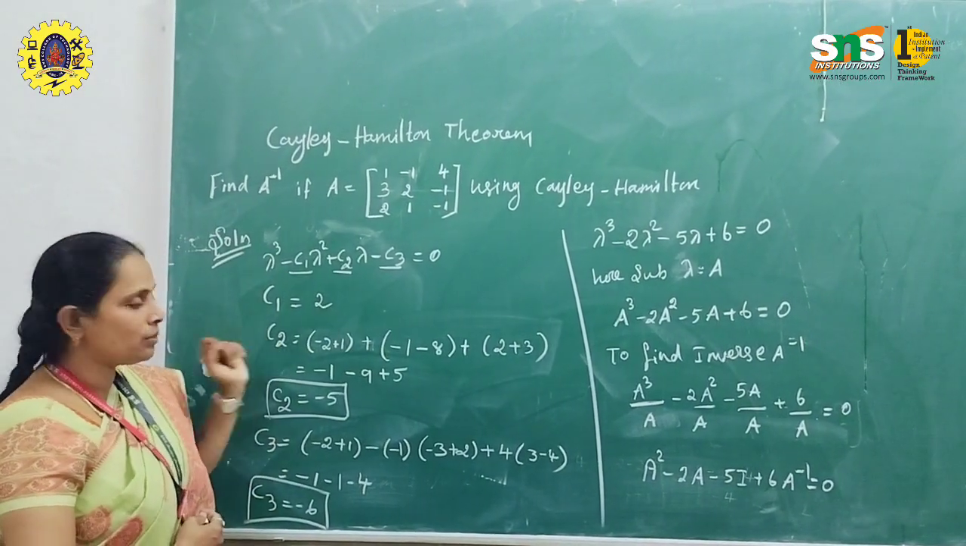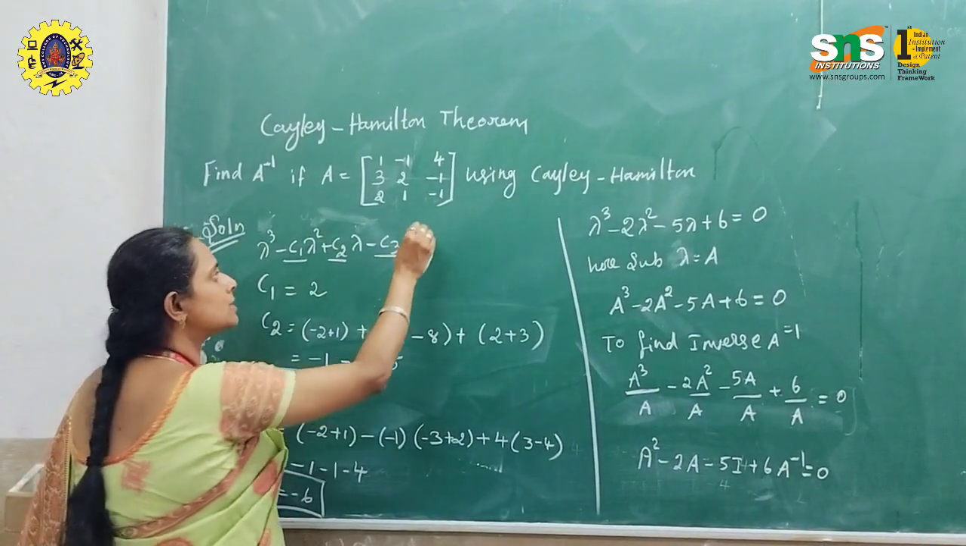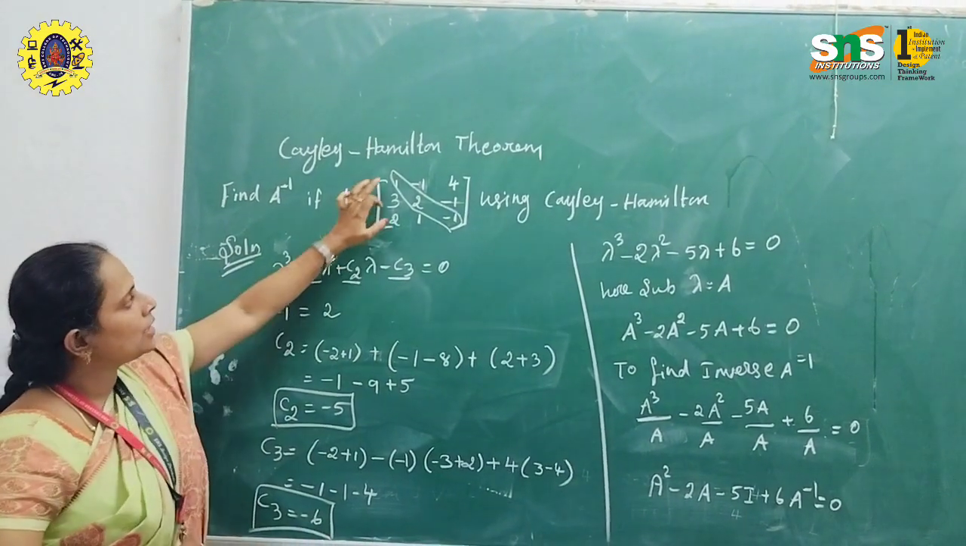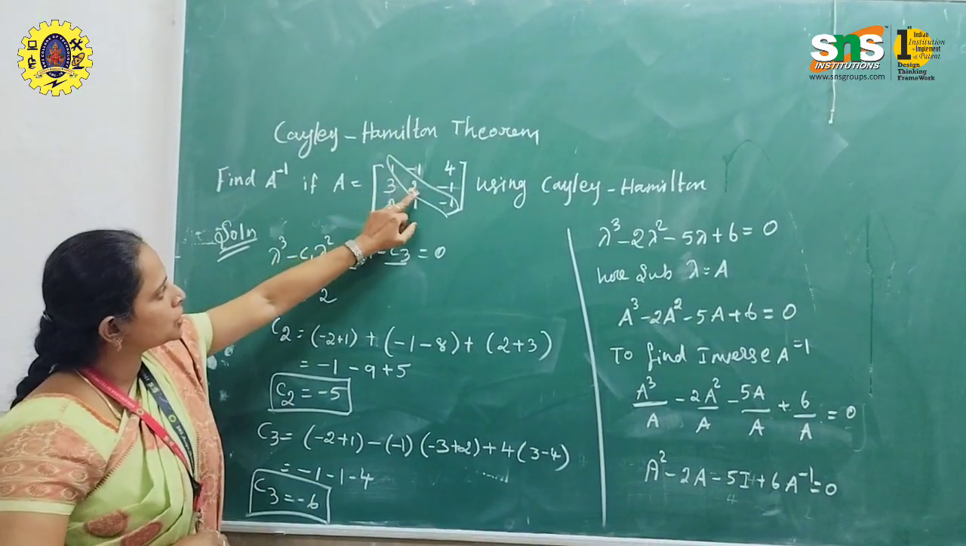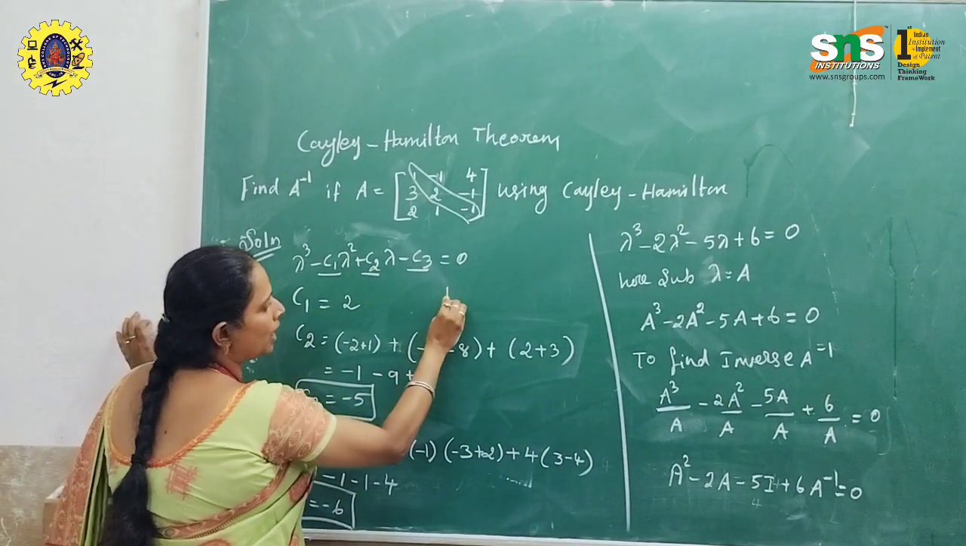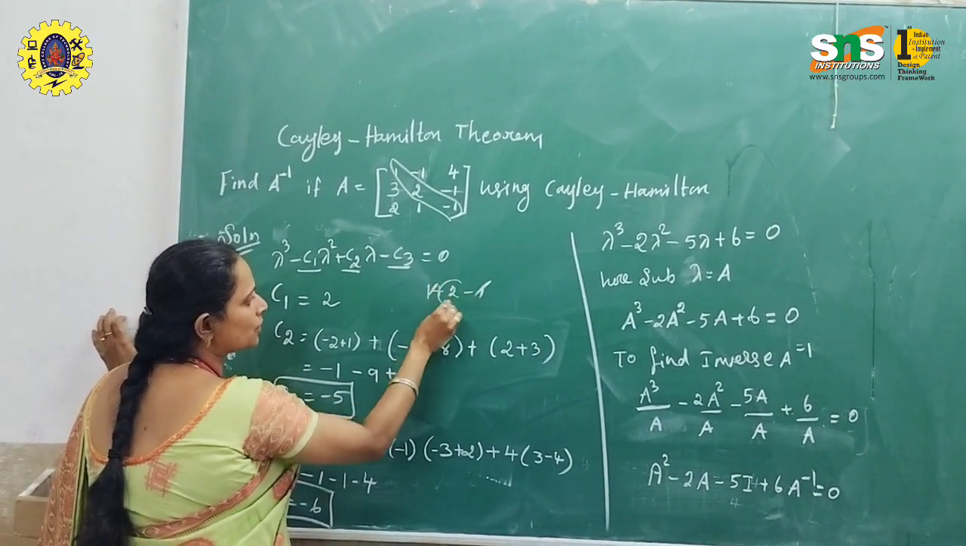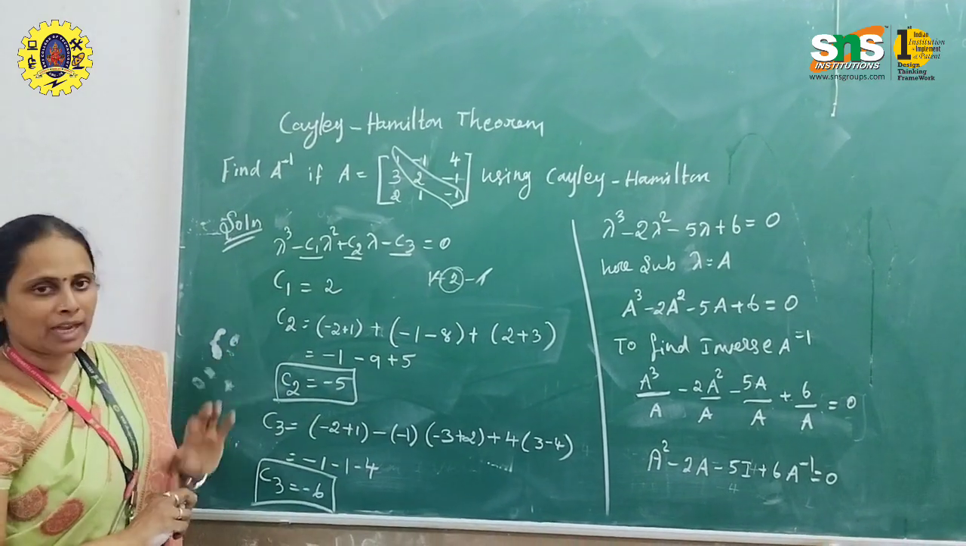How can we find C1? C1 is nothing but the sum of the diagonal elements. So here we are adding 1 plus 2 minus 1. Plus and minus cancel, so the answer is 2. So the C1 value is 2.